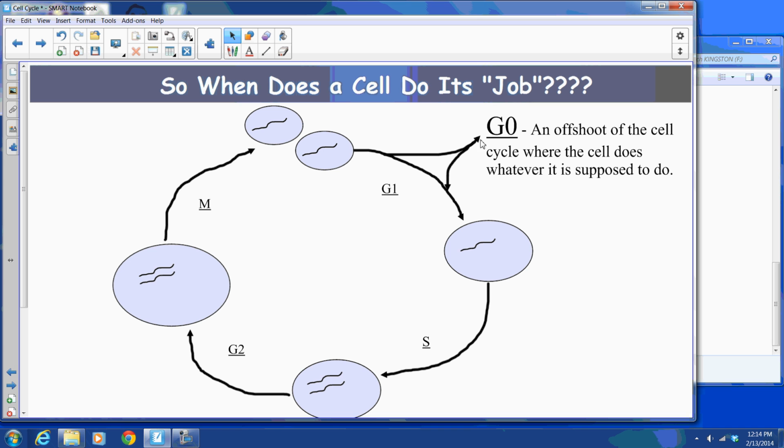So it's very, very important that we take care of those brain cells that we have. The ones that you have now are the ones that you'll always have, because they go into this G0 phase and they stay there permanently. All right. So that kind of wraps up our discussion of the cell cycle.